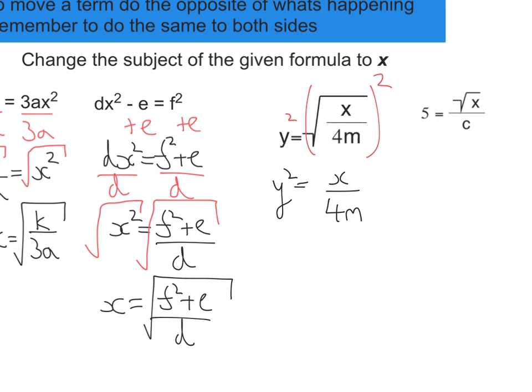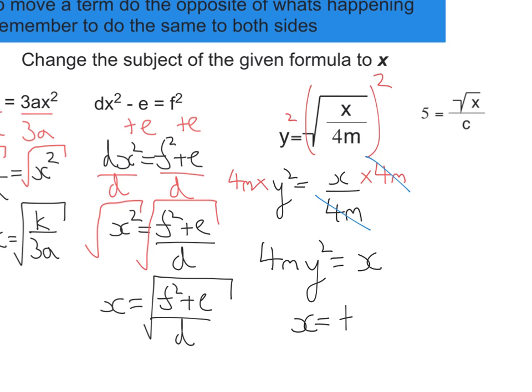So I've got rid of the square root. Now I can remove the 4m. Well, that's dividing the x, so the opposite of that then is multiplying. So that leaves me with, on my left-hand side, 4my squared is equal to x as the 4m's cancel on the right-hand side. And just rearranging that, we would get x is equal to 4my squared.